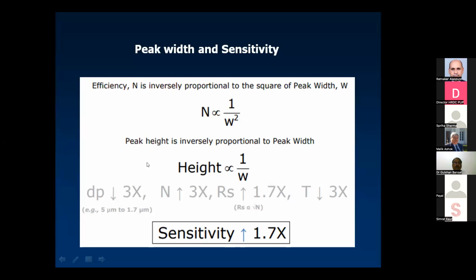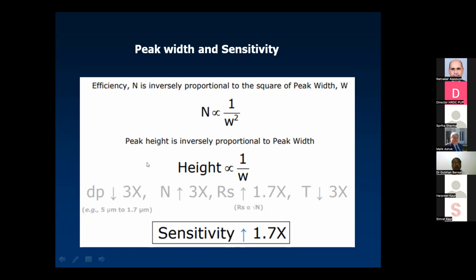So peak width and sensitivity. There is a relationship between the two. Peak width means how broad our peak is, right? If our peak is broad, its height will be less. If the peak is sharp, its height will be greater. So the target of chromatographic separation is to get maximum height and a minimum peak width. So if the peak width is small, the resolution will be large. And this width can be lowered, or resolution again can be increased, by increasing the number of theoretical plates.